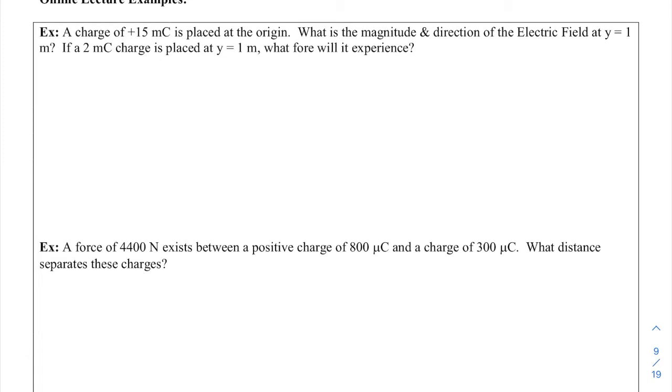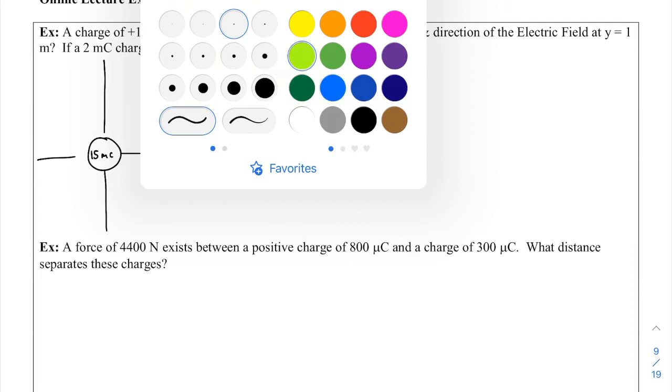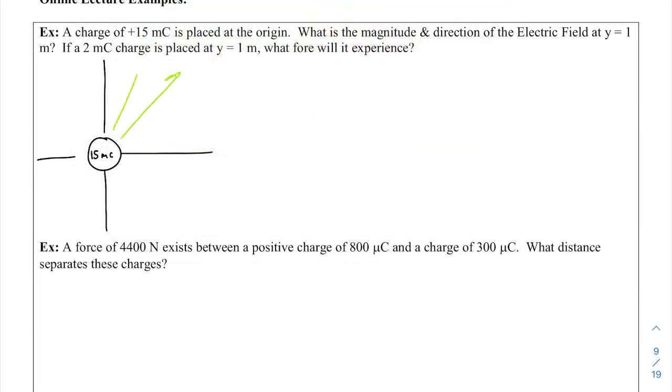So let's just draw this out, to see what the situation looks like. I've got this charge. It's 15 millicoulombs, and we're told it's at the origin. And it is a positive charge. So positive charges have, let's go with green, electric fields that are going away from them. And so it's going outwards.